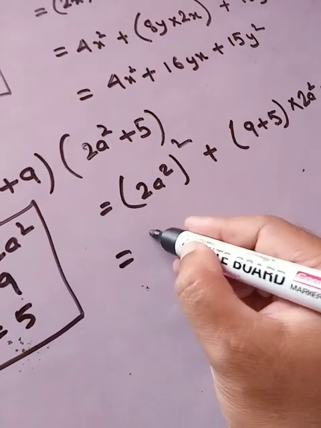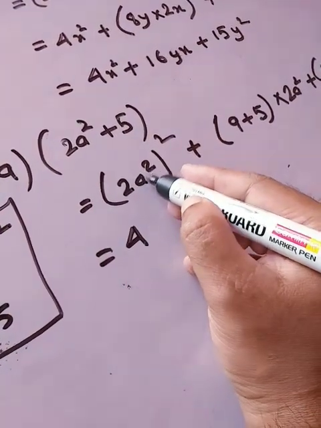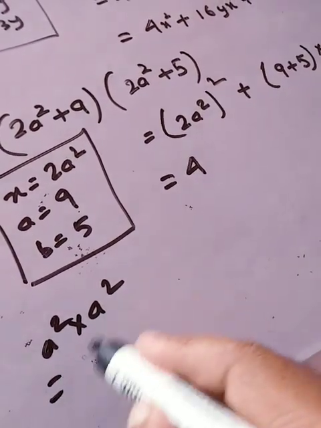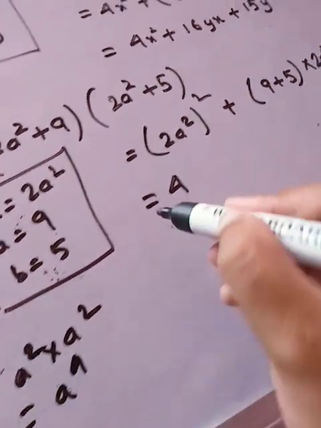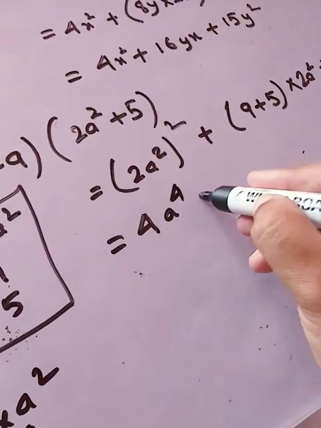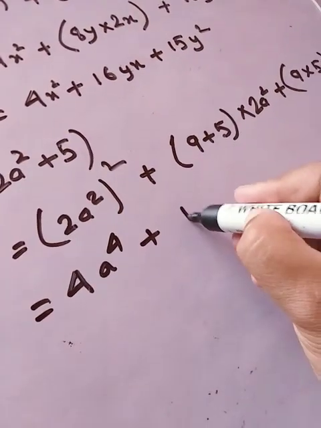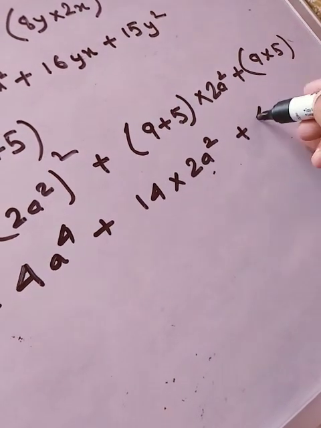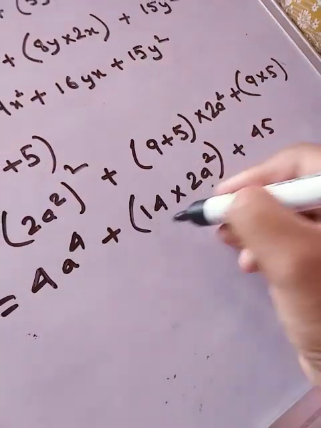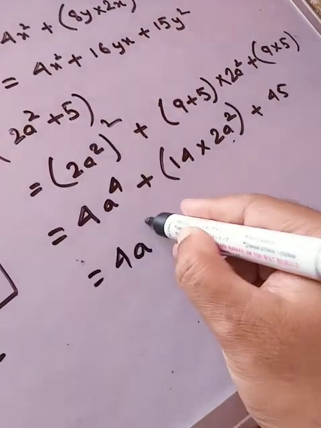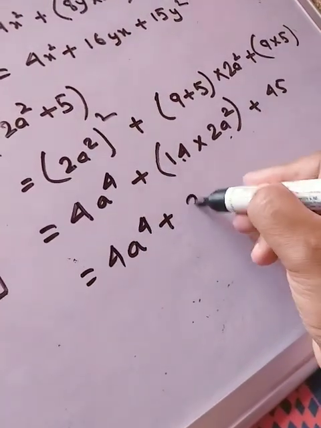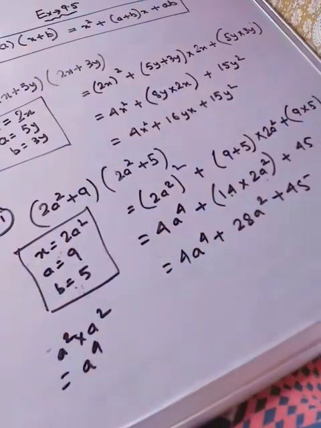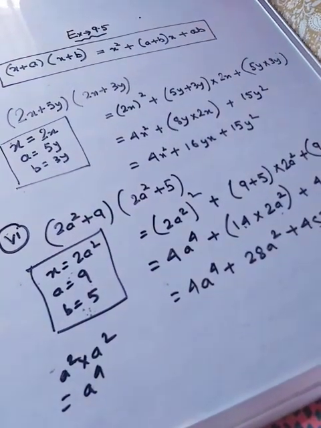Now what is the square of 2? 4. And what is the square of this? a square into a square. So how many a's are there? 2 plus 2, 4. So we will write a to the power 4. Add it, you will get 14 into 2a square, plus 9 5s are 45, isn't it? Inside the bracket. Now 4a to the power 4 plus 14 times 2 is 28a square plus 45. So this is the solution of sum number 6.